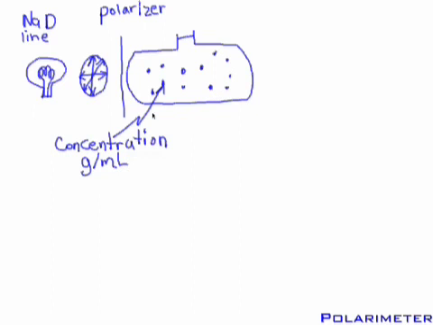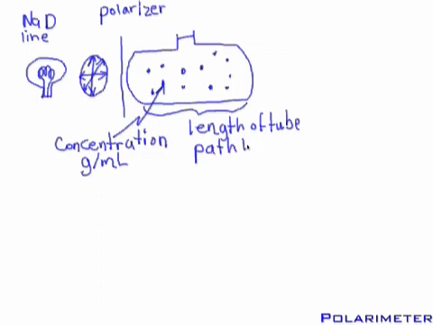We should also know the length of the tube. The length of the tube is called the path length because it's the path the light travels. So the path length, and that is measured in decimeters, I believe. Yes, in decimeters, dm.